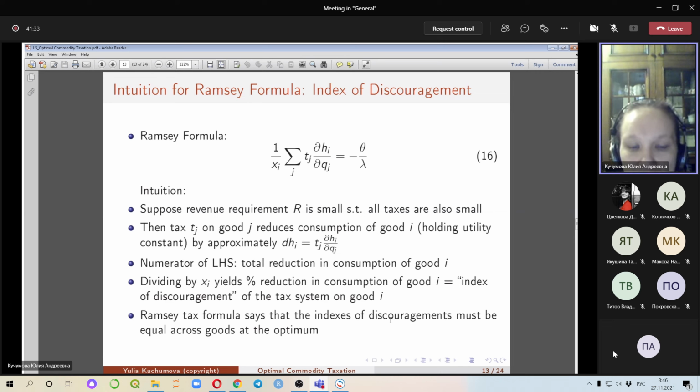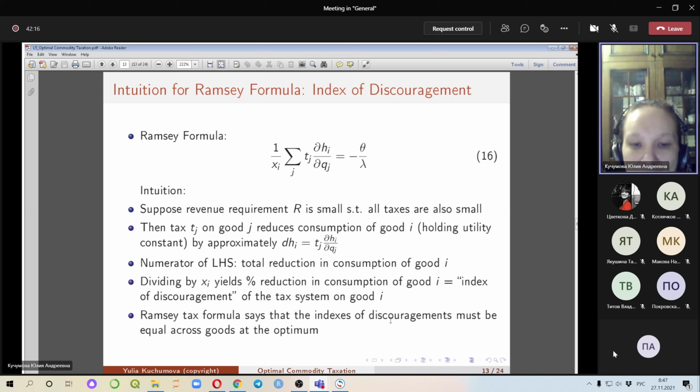So each tax t_g reduces the consumption of good i. If we now sum up over all g, we sum up all the effects on the consumption of good i. So we will obtain the total reduction in consumption of good i. Then dividing by x_i yields a percentage reduction in consumption of good i. This is called the index of discouragement of the tax system for good i.